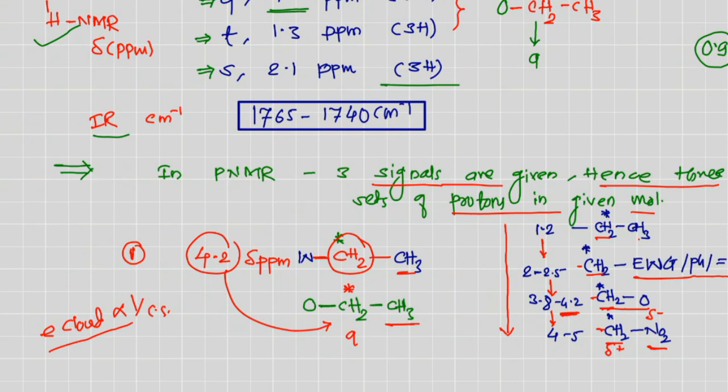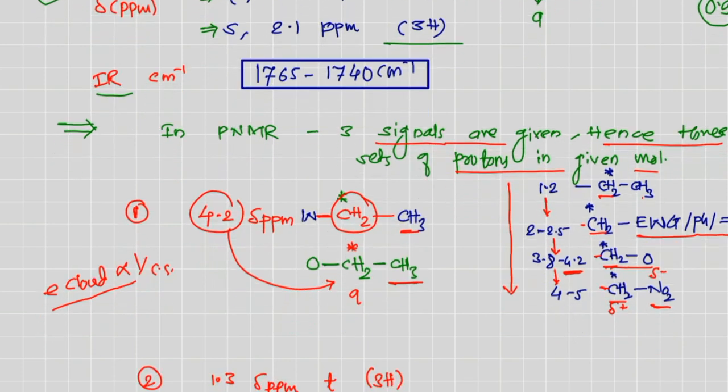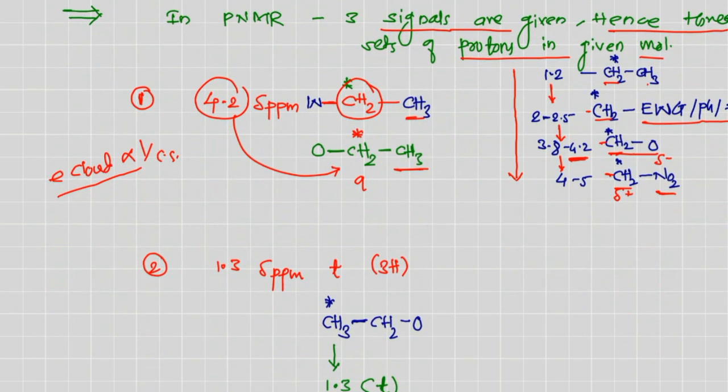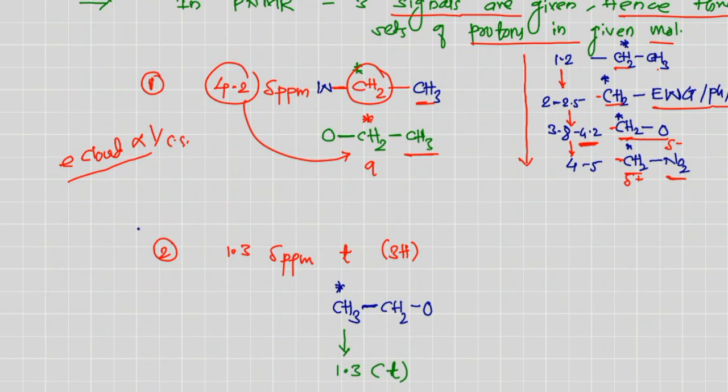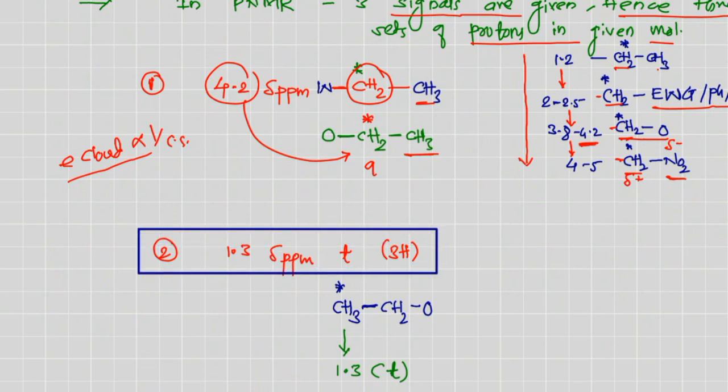And your linkage will be what? CH2 CH3 because of the quartet now. Okay, look at the second signal now. Second signal is due to this. Second signal is what? 1.3 delta ppm, triplet, and 3 hydrogens. So the value will vary from 0.9 to 1.3. So this will be a CH3, and this CH3 is attached to what? CH2, because of a triplet. So here it will appear as a triplet, due to 1.3 now.